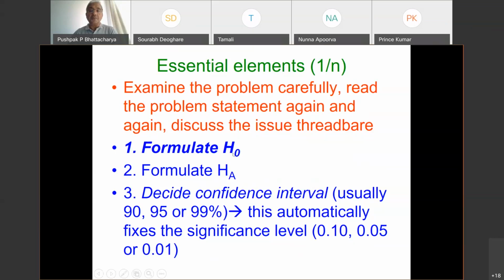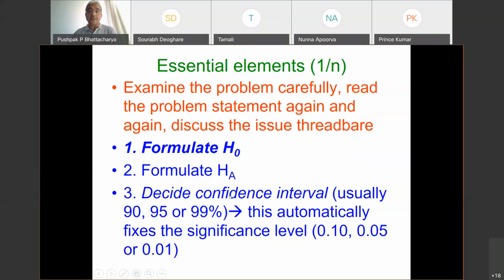When you formulate H0, automatically the alternate hypothesis also gets formulated, which is the negation of the null hypothesis. The alternate hypothesis is also called the research hypothesis, which we are trying to establish by rejecting H0, the null hypothesis.